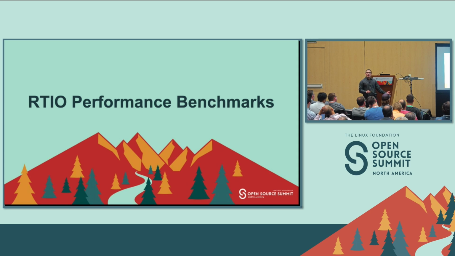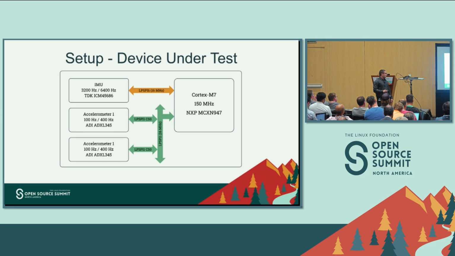And that all sounds great, but we need to back that information with data. So I spent a lot of time performing these benchmarks, and I'll explain what my setup was and what the results are, and we can talk about them. The device under test that I prepared was simply a Cortex-M running at 150 megahertz, which is an NXP MCXN947. And I had 3 sensors. One IMU running at 3200 hertz or at 6400 hertz on a dedicated SPI bus. And I had 2 accelerometers running at 100 or 400 hertz.